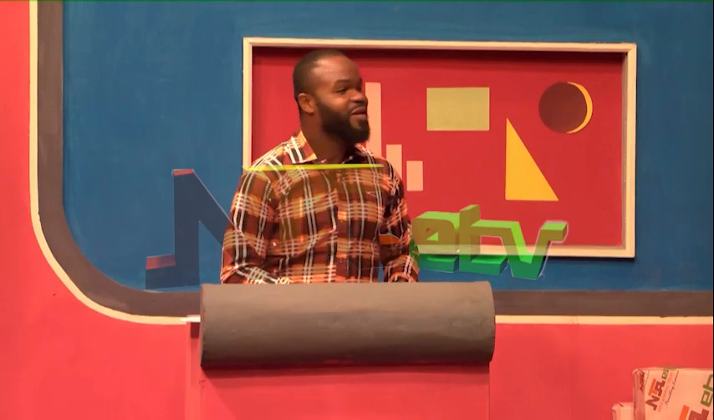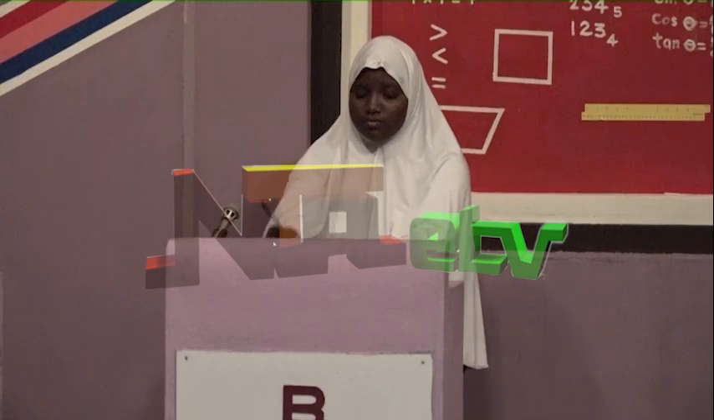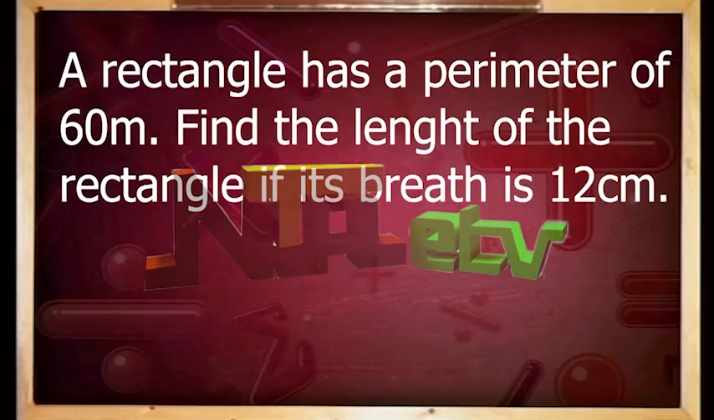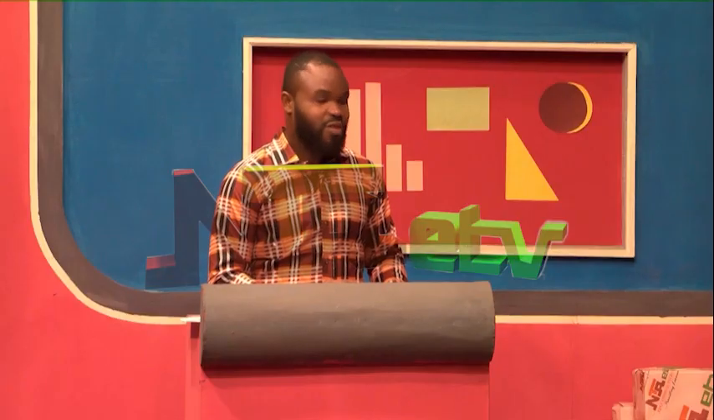Contestant B, your question. Number 2. Question number 2. A rectangle has a perimeter of 60 meters. Find the length of the rectangle if its breadth is 12 centimeters.